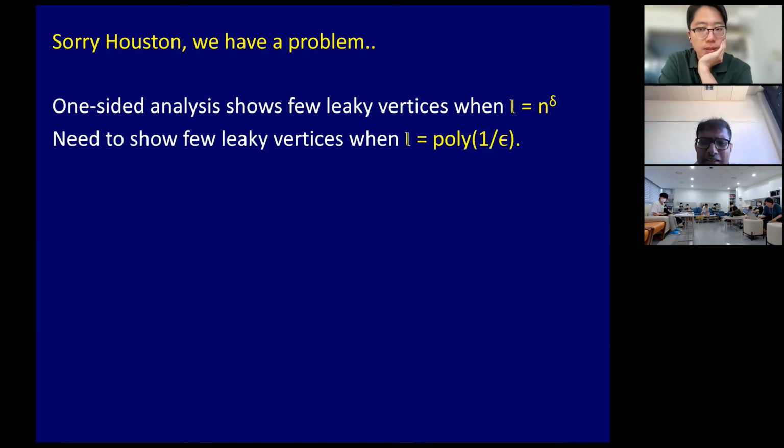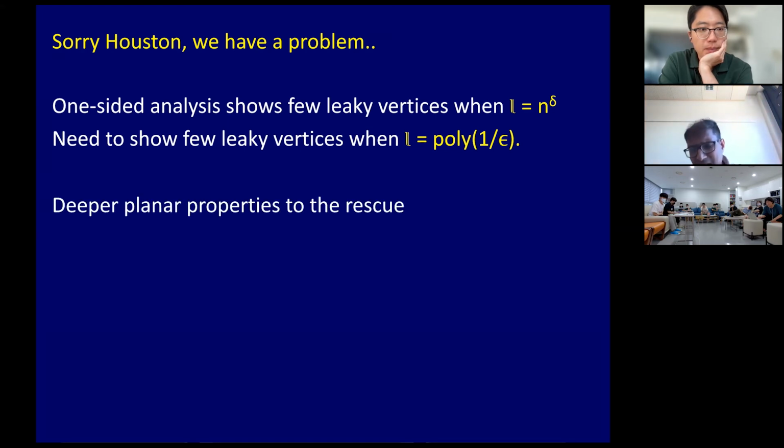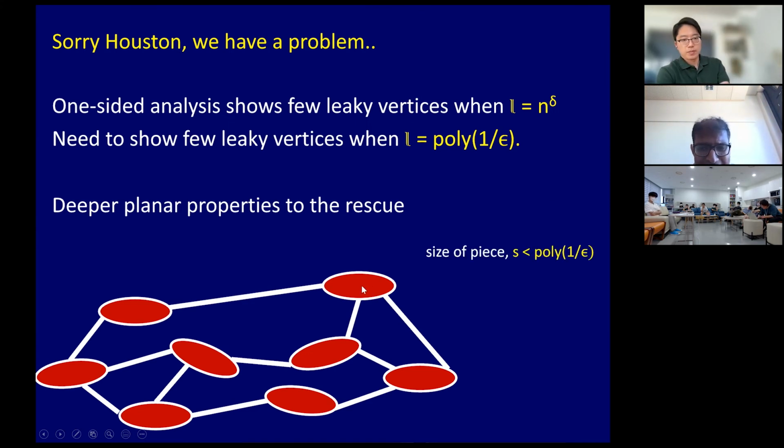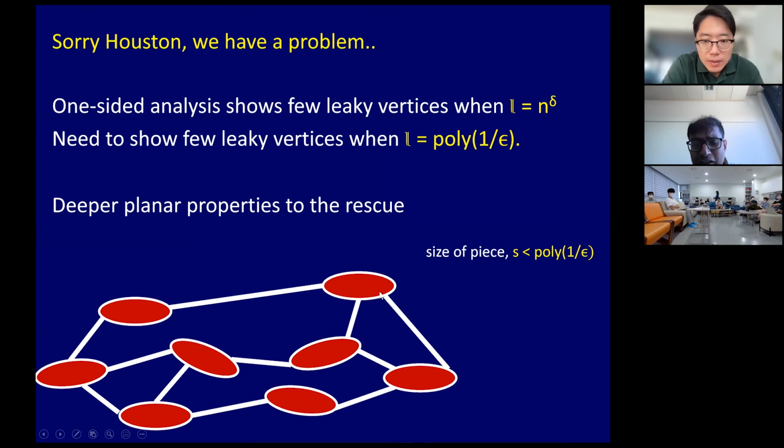In order to do this, you exploit some deeper planar properties that I will tell you about in a minute. The deeper planar property has a name. It's called hyperfiniteness. It essentially tells you that you can break the vertex set of your graph into very tiny pieces of size 1 over epsilon square, and you will have very few edges running between these pieces, merely an epsilon fraction. Essentially what you can show is that if you pick some start vertex S inside this piece, the size of this piece is fairly small.